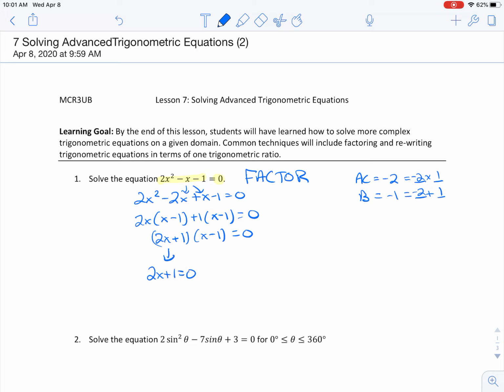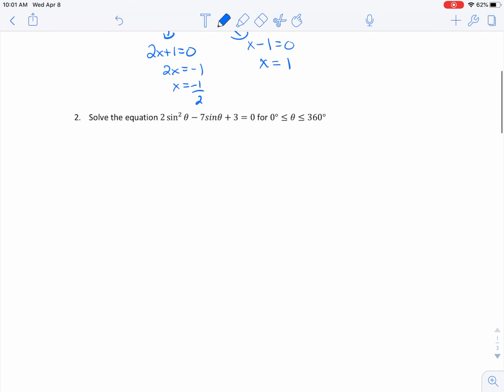The last thing we have to do is actually solve this. I say 2x plus 1 must be equal to 0. I rearrange it, and I get 2x equals -1, or x equals -1/2. So that's one answer. And then for the second one, I simply move the 1 over and I get x equals 1. So that gives me two answers for this. This is what we're going to be doing, only now with trig functions.